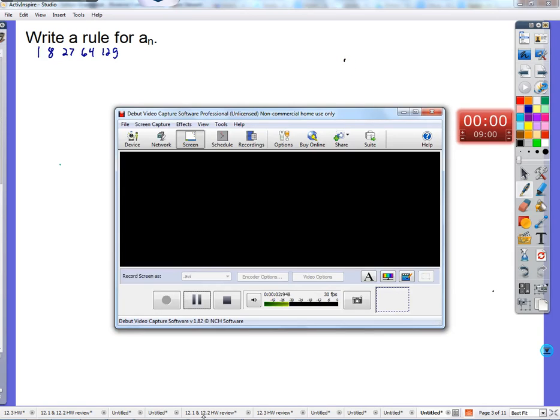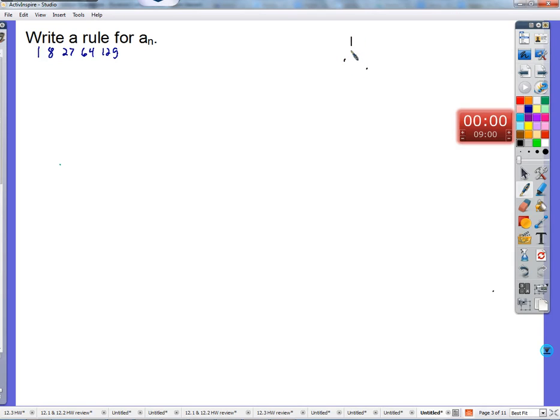A sequence like this: 1, 7, 13, 19, and so on. What's the pattern? 6. So the pattern is add 6 to get the next number. Seems like a rule, but when I say rule, I mean something specific.